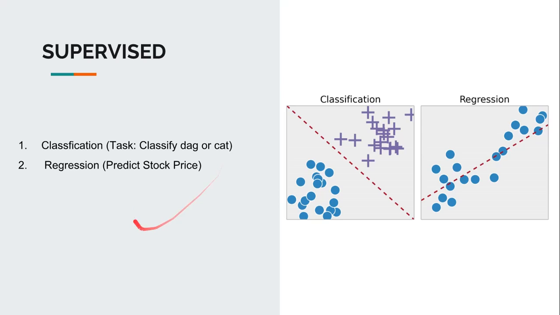Now the same goes for regression, but regression is predicting continuous values, continuous variables, like stock price. But in classification, we predict discrete values, like either it is a dog or a cat, either it is 0 or 1. But with stock price, we have a continuous range of values. So that was supervised machine learning.